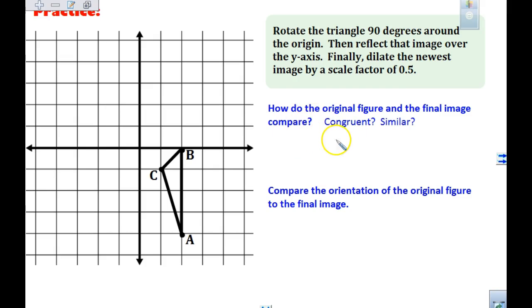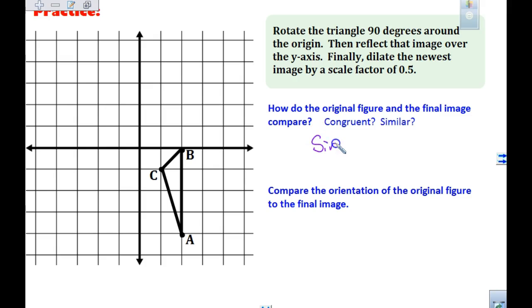Okay, before we even draw it, is it going to be congruent or similar? Congruent means same size, same shape. Similar means same shape, different size. It is going to be what, Jordan? Congruent or similar? Is it going to be the same size?